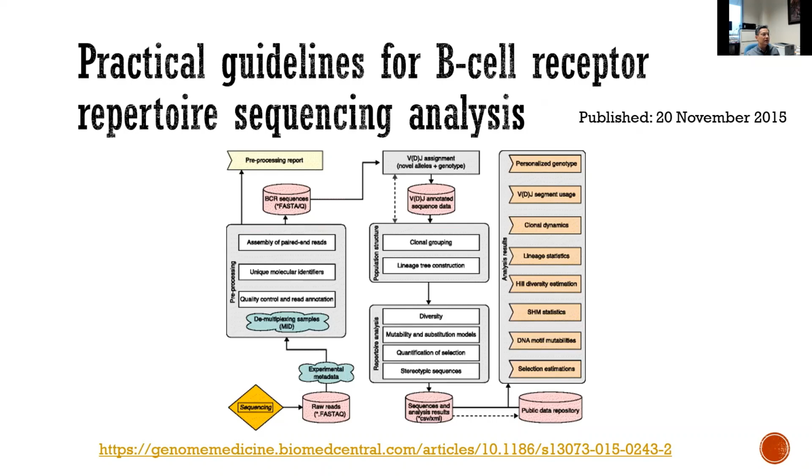So this is a review published before single cell data became available. Remember, this timeline is important. This is 2015, and it's a practical guideline for B cell receptor repertoire sequencing analysis. You can sequence those receptor genes in a targeted way, and then through this, using a particular reference database, look at the VDJ annotation for all the genes you sequenced from a sample.